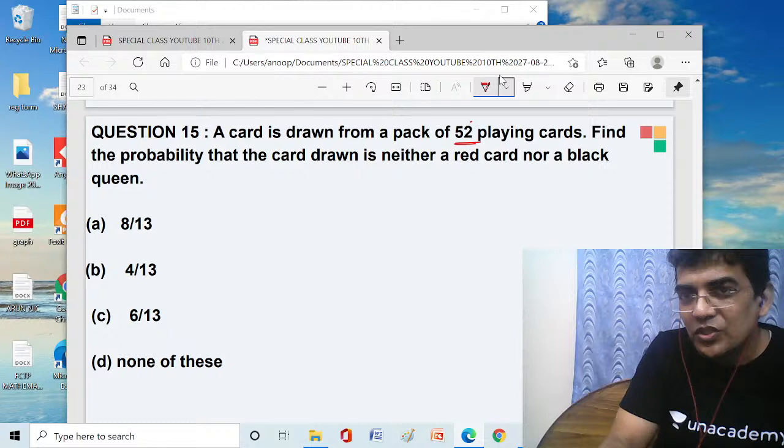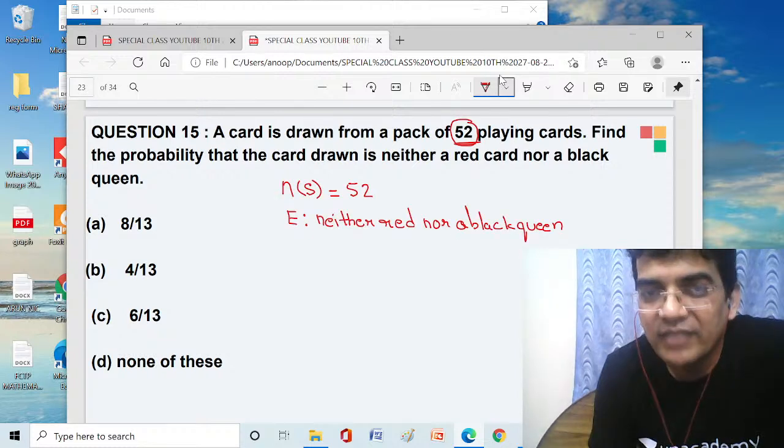Let's see the event. First I will write the event, then I will go for favorable outcomes. So first let me write the E. E is neither a red card nor a black queen. Okay. Now what does this mean? It means you have to remove these cards, and then the remaining cards will be known as favorable outcomes for the event E. See once again, what is the event? Event is neither red nor a black queen.